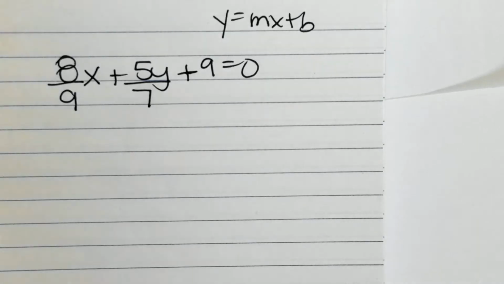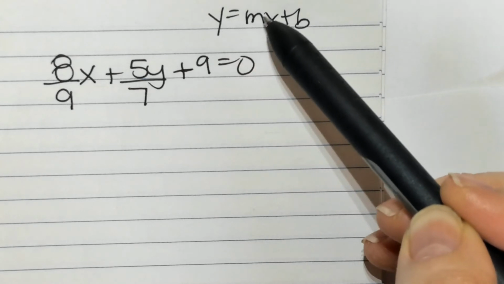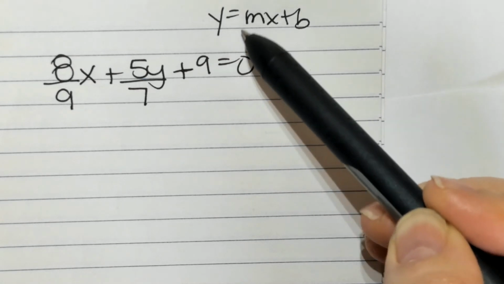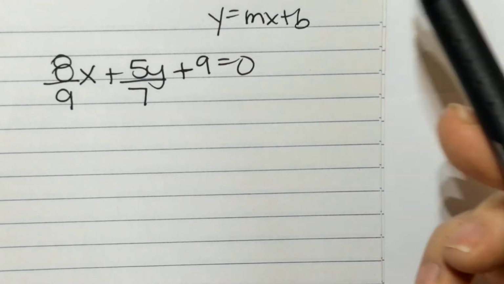Here's the problem we're given. Now, I want to first isolate the y so that we can easily identify what the slope is, or the number stuck with the x, but we can't do that until y is by itself.